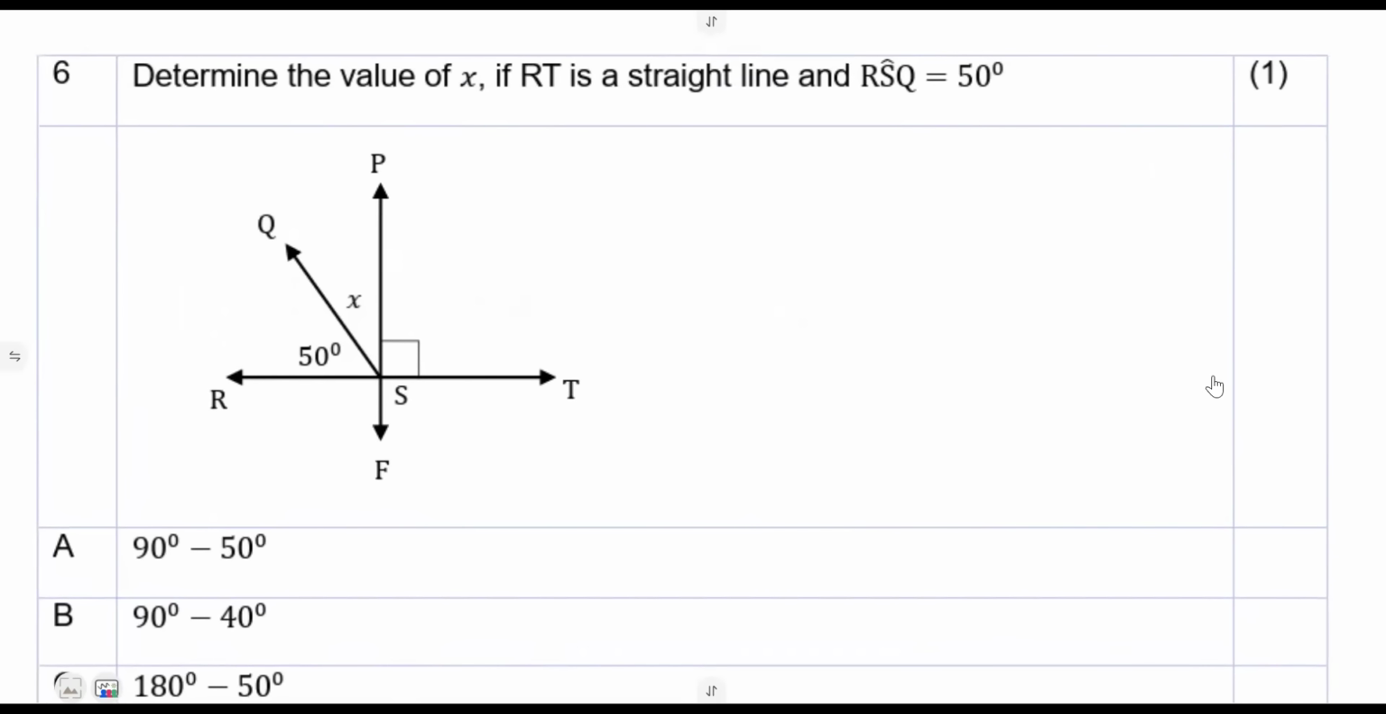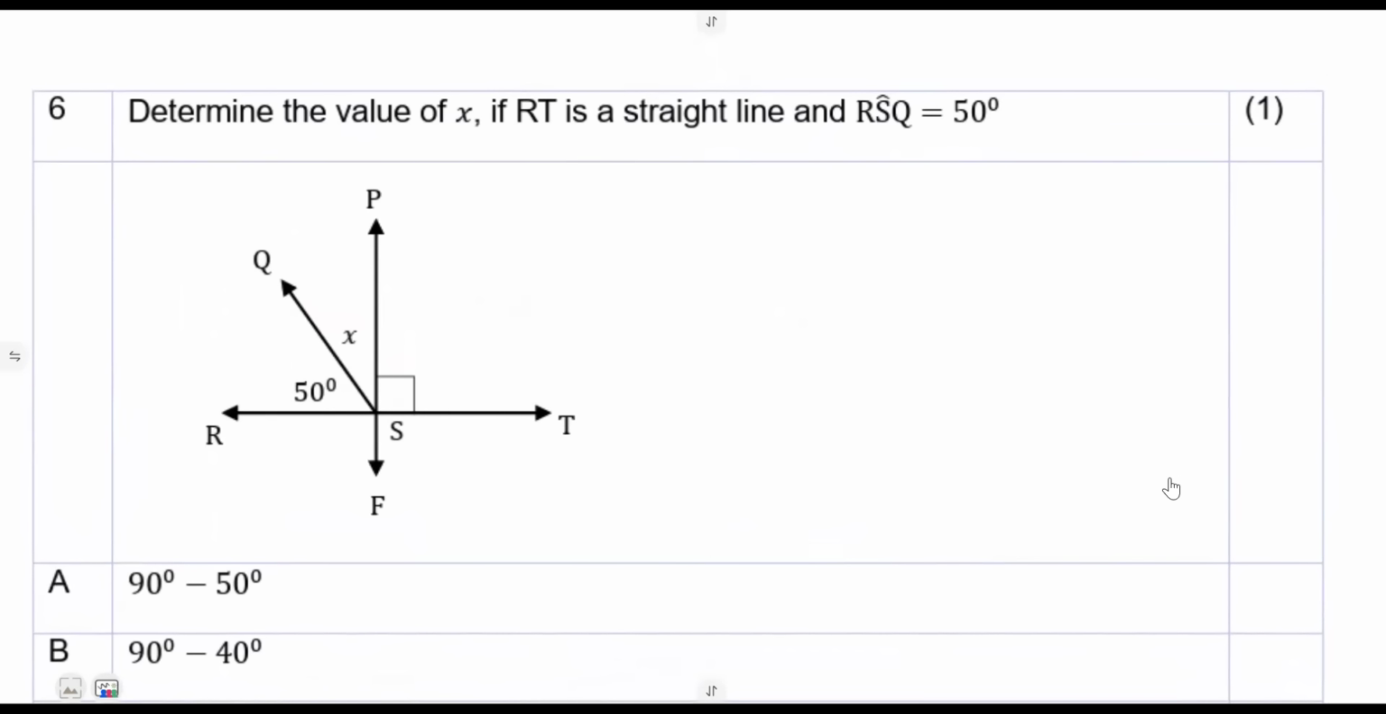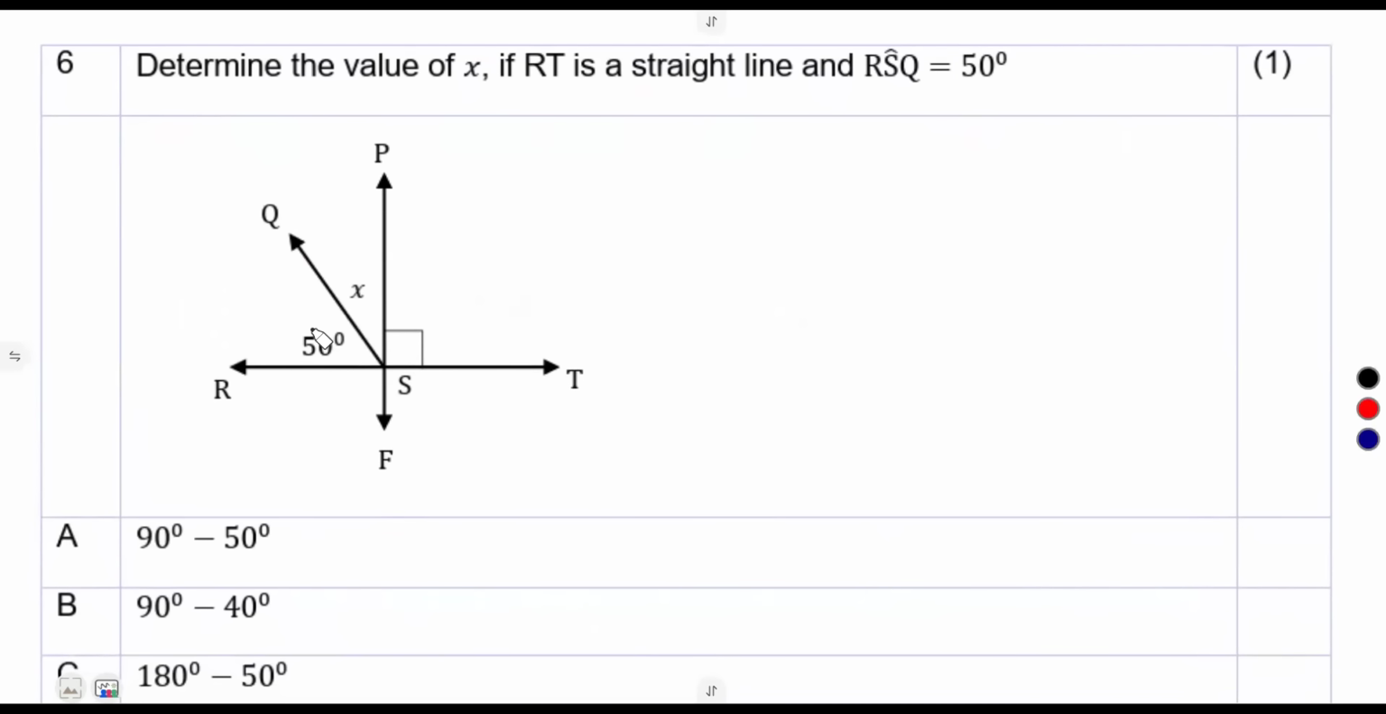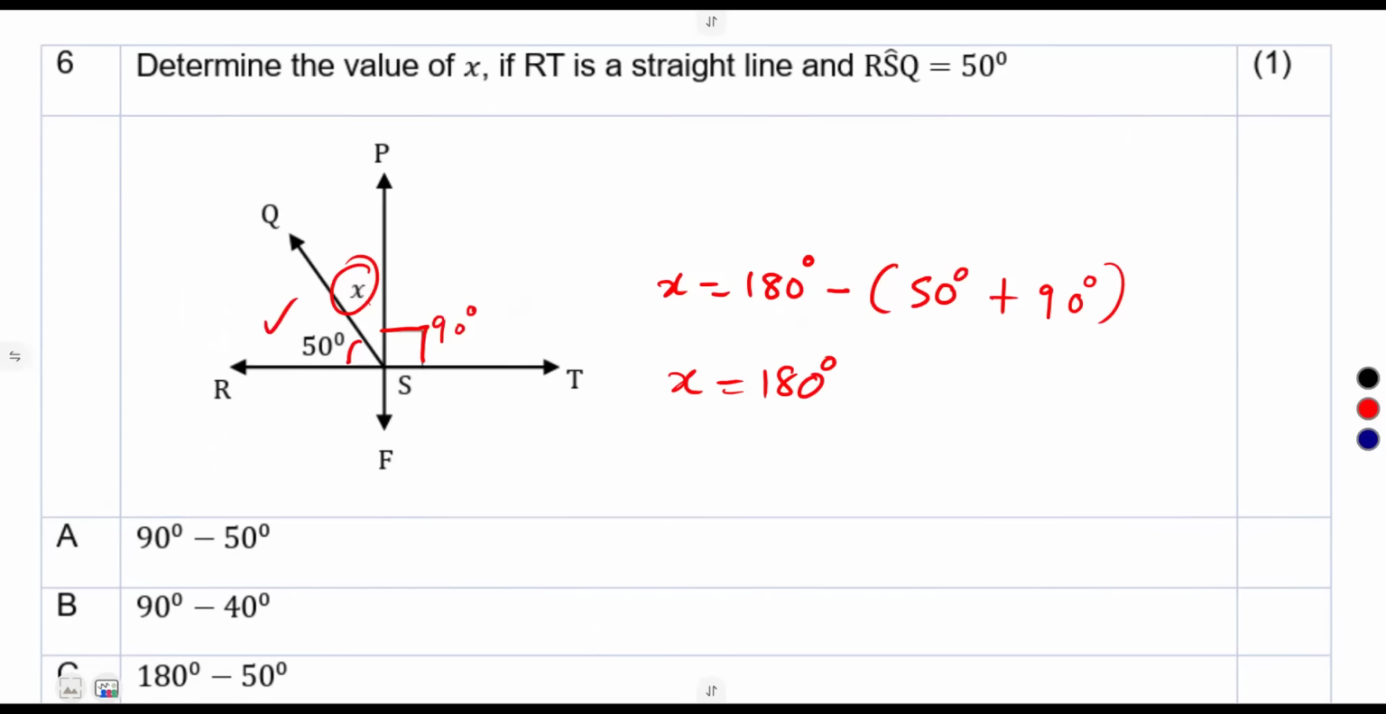Then question 6, find or determine the value of x if RT is a straight line and there's an angle of what? 50 degrees there, this one. So we've got RT, a straight line. So x, as we do understand angles on a straight line, they add up to 180 degrees. So x is going to be 180 minus the other angles that we are given, the 50 degrees, and the right angle here indicating what? 90 degrees. So that's it. We're going to have our x from there. That's angles on a straight line. All right, angles on a straight line that we have there.